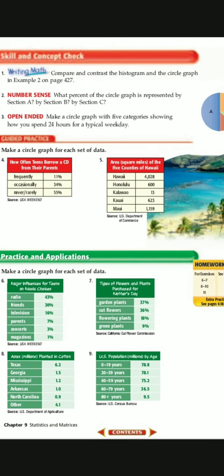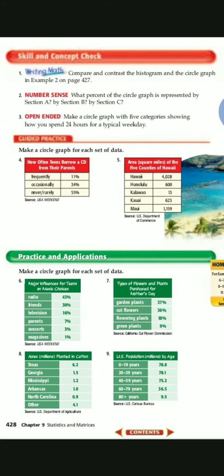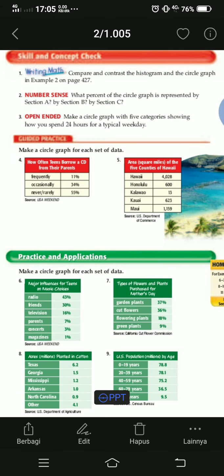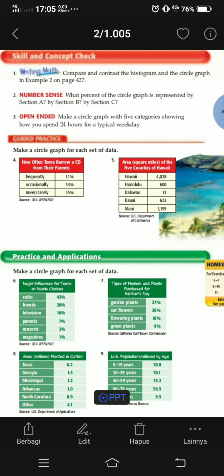The next: make a circle graph for each set of data. Number 4. This is the table of how often teens borrow a CD from their parents. Frequently 11%, occasionally 34%, never or rarely 55%. Number 5. This is the table of the area in square miles of the 5 counties of Hawaii.